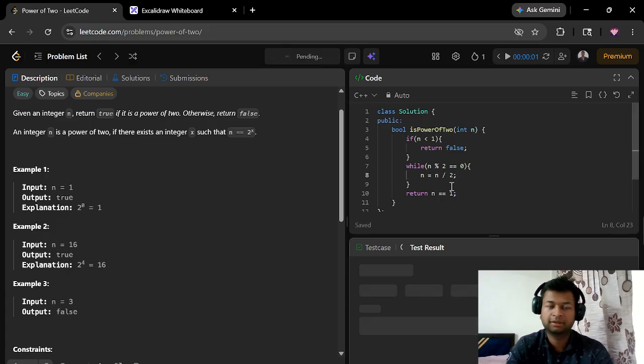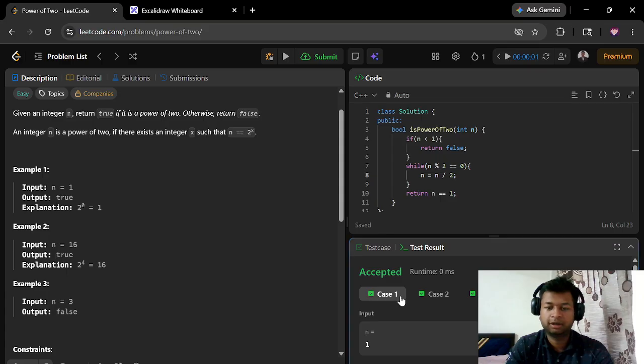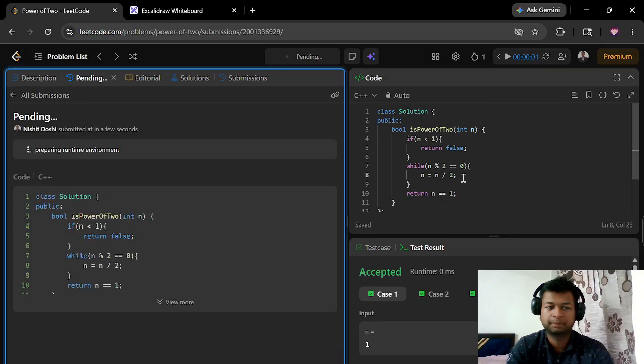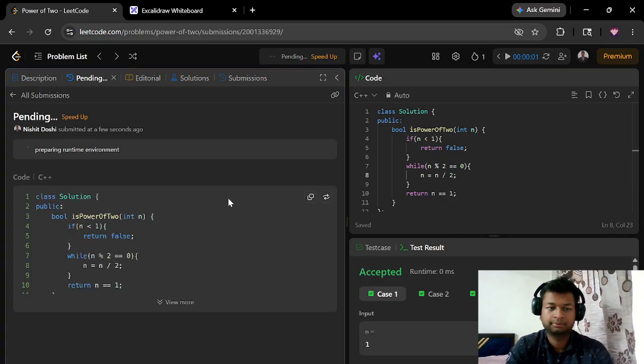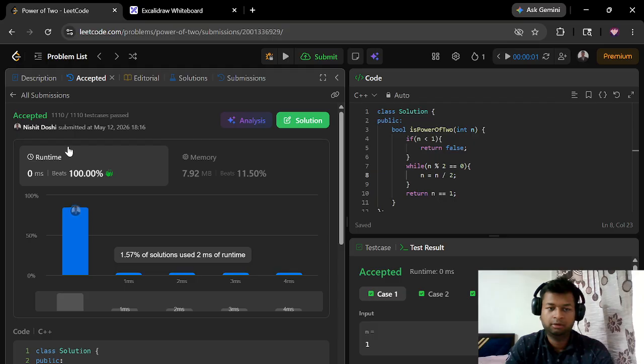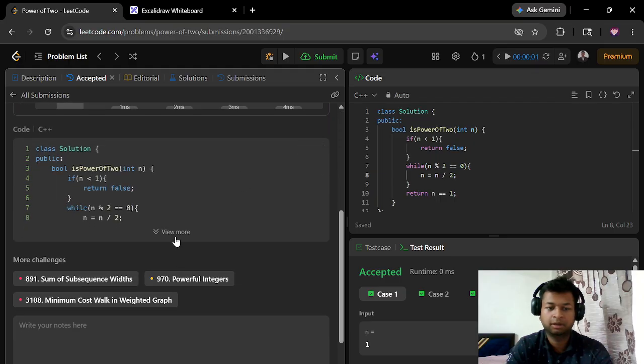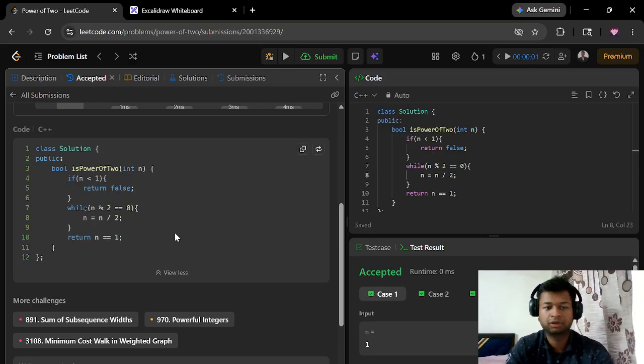Now let's run this question. As you can see here, all the test cases are passed perfectly. Now let's submit and check the results. Okay, it is accepted and all the test cases are passed. Our runtime is 0 milliseconds and beats 100%. Memory used here is 7.9 MB and beats 11.5%. So this was the solution of this question.